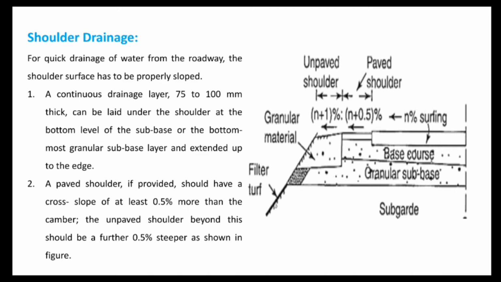And this paved shoulder should be provided with a slope of at least 0.5% more than that of the camber, and to the paved shoulder. And for the unpaved shoulder, this slope should again exceed by more than 0.5% with respect to the paved shoulder, so as to drain off the water from the pavement surface effectively.